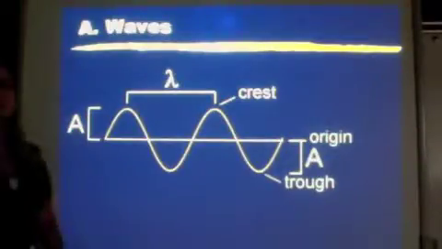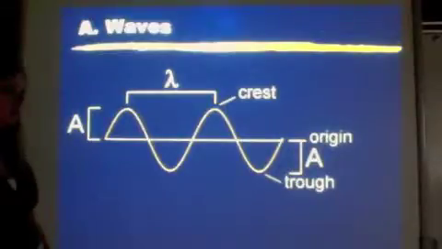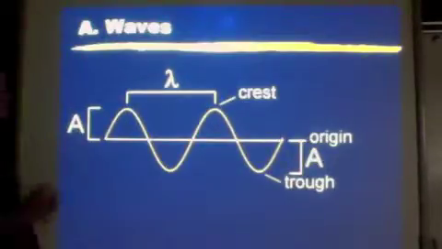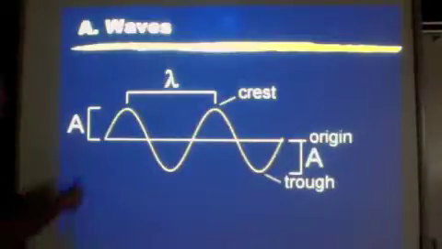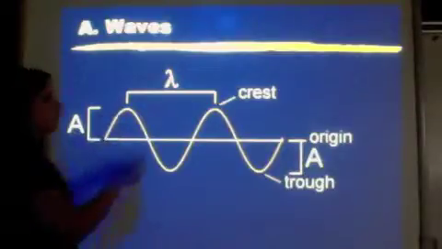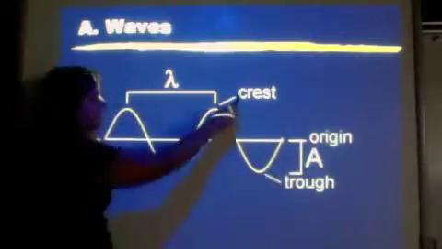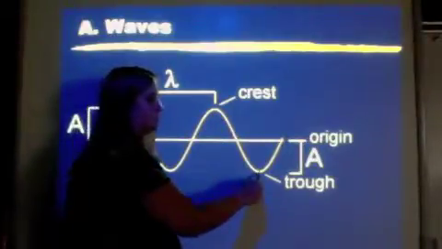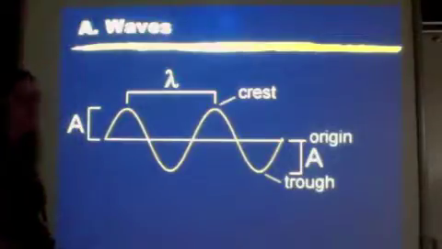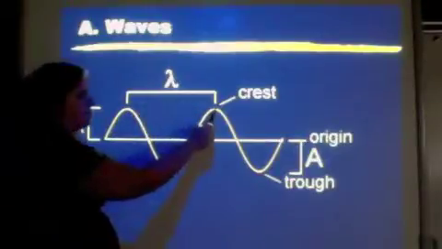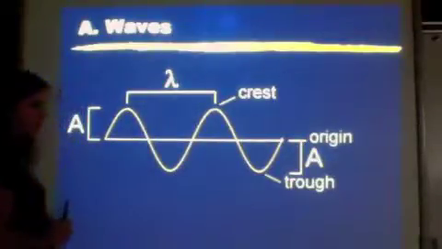Take a second, pause the video, and label your wave like this. As you can see, the A's stand for amplitude, which is from the origin, this line here, the middle of the wave, to the crest, or from the origin to the trough. Crest is pointing to the highest point of the wave. Trough is pointing to the lowest point of the wave. Wavelength, which is this, is from any point of the wave to the exact same point of the wave.